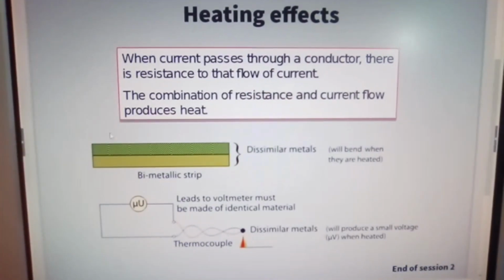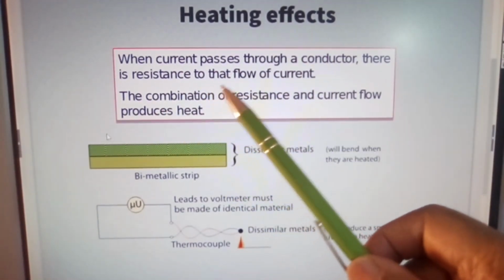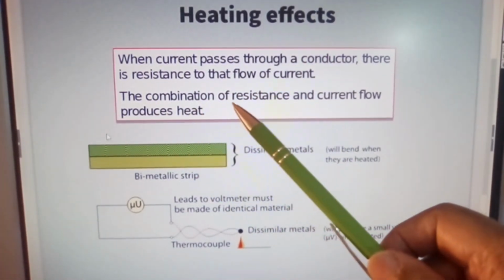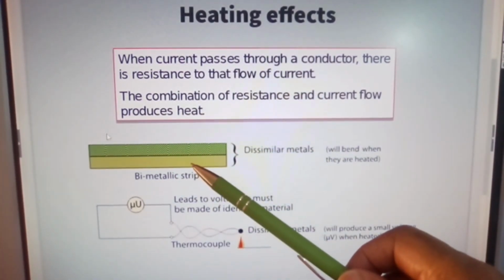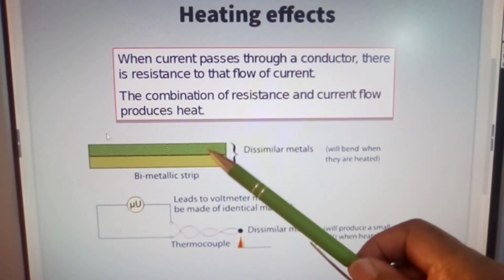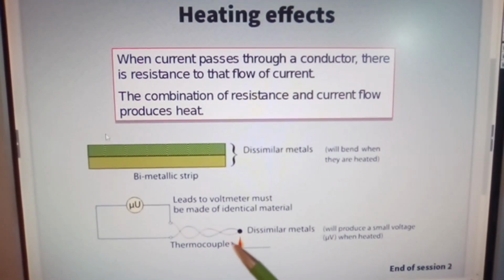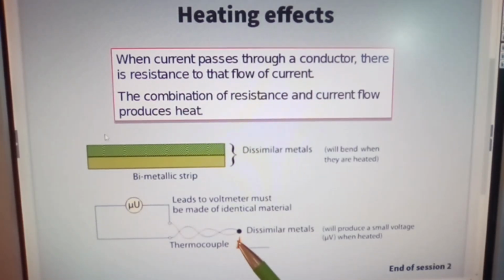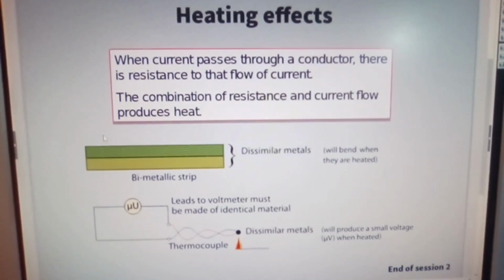Heating effects. When current passes through a conductor, there is resistance to that flow of current. The combination of resistance and current flow produces heat. This is a bimetallic strip, showing two dissimilar metals, and this is used in your thermostat in regard to your oven. You can also make a thermocouple. The dissimilar metals will produce a small voltage, microvolts, when heated. This can then be used to control the oven.